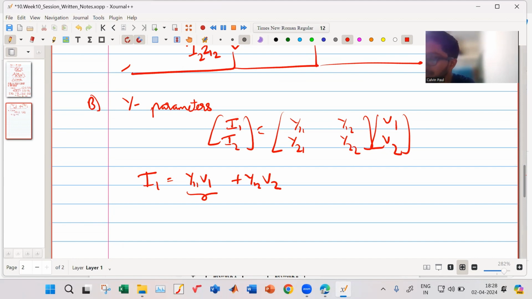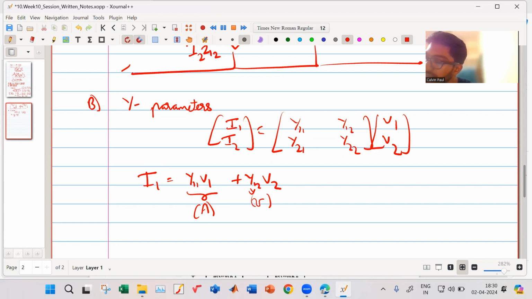So what is the dimension of Y11 V1? It will be current, ampere. And what is the dimension of Y12? Only Y12. Y12 is actually ohm inverse, or Siemens. Sir, you are asking the units. Okay, sir.